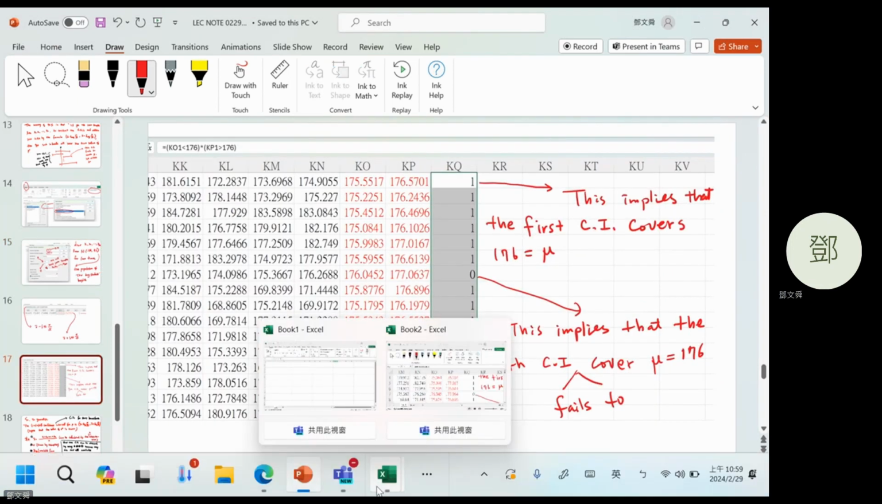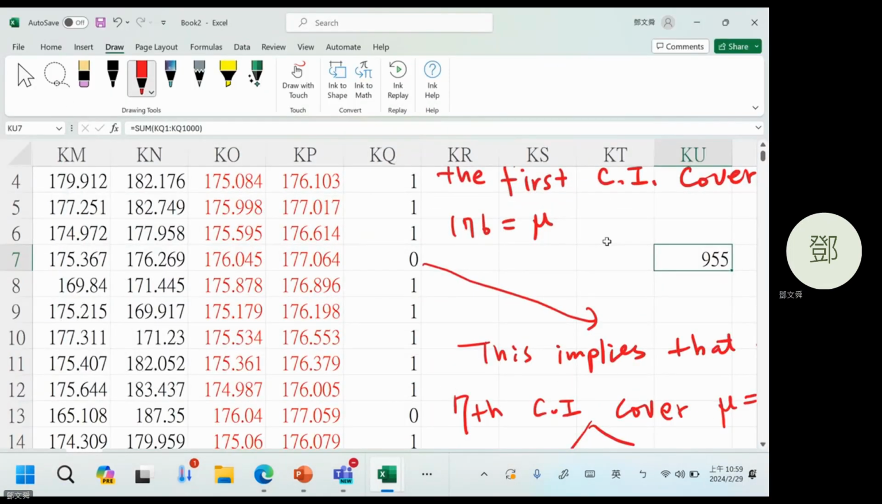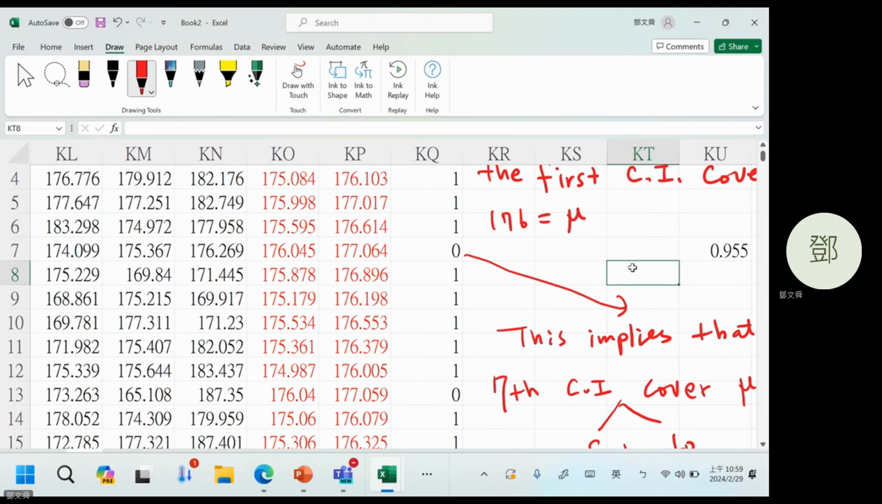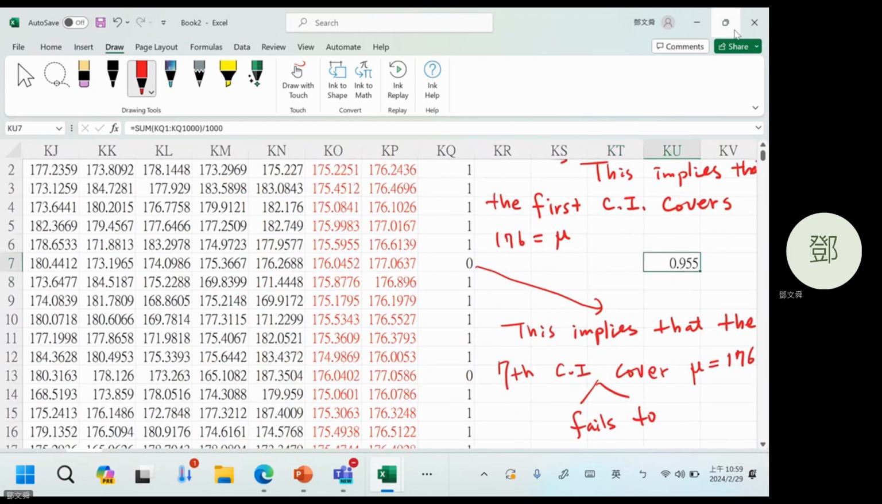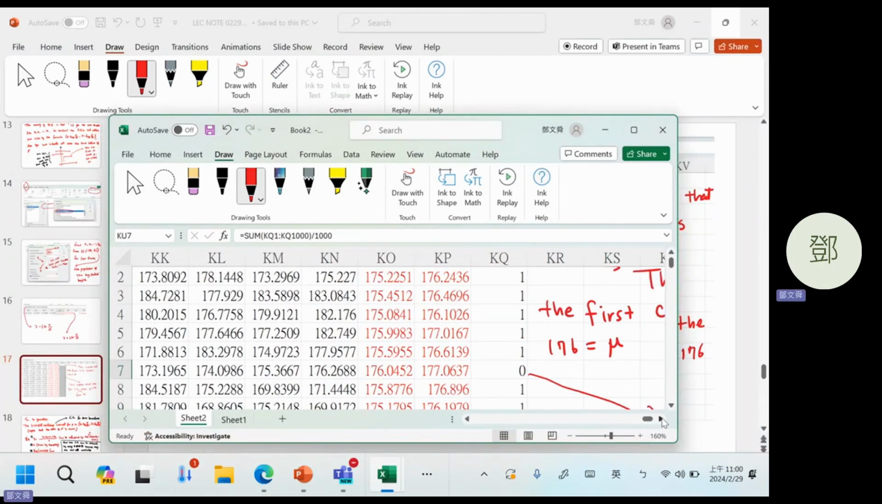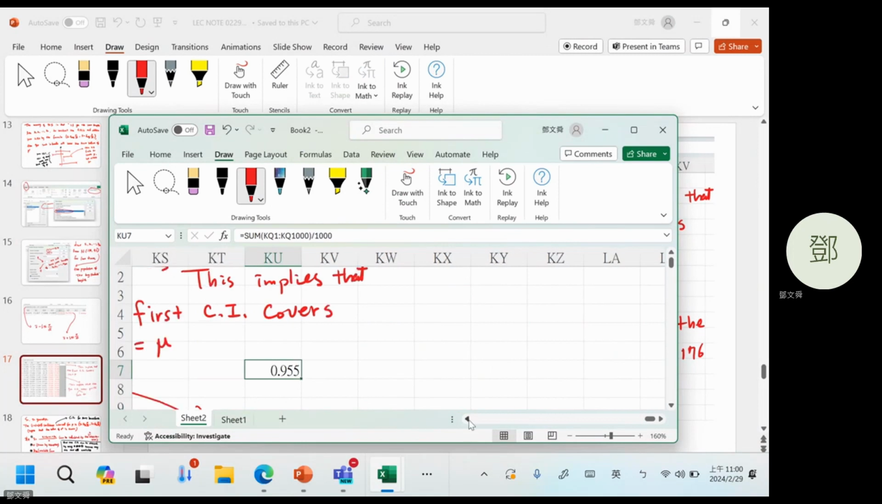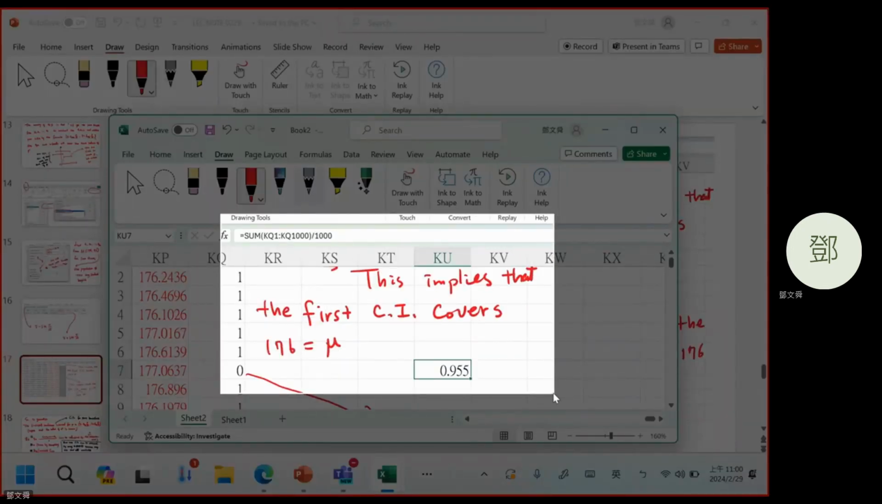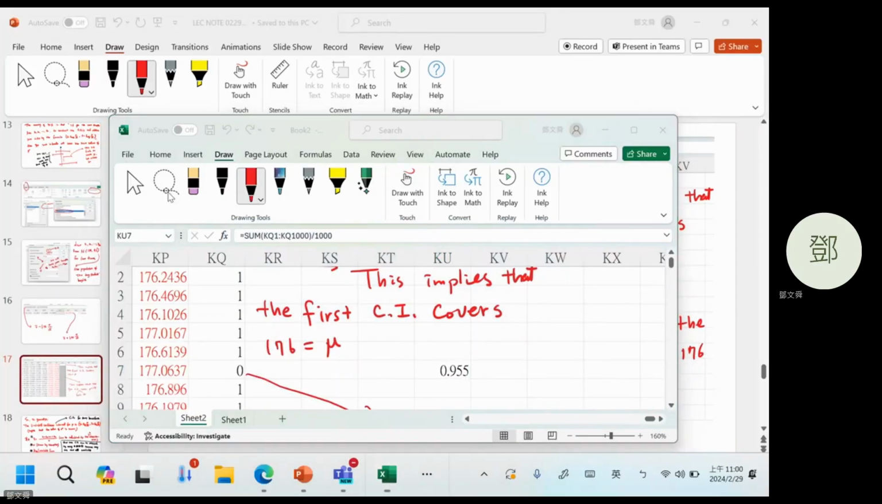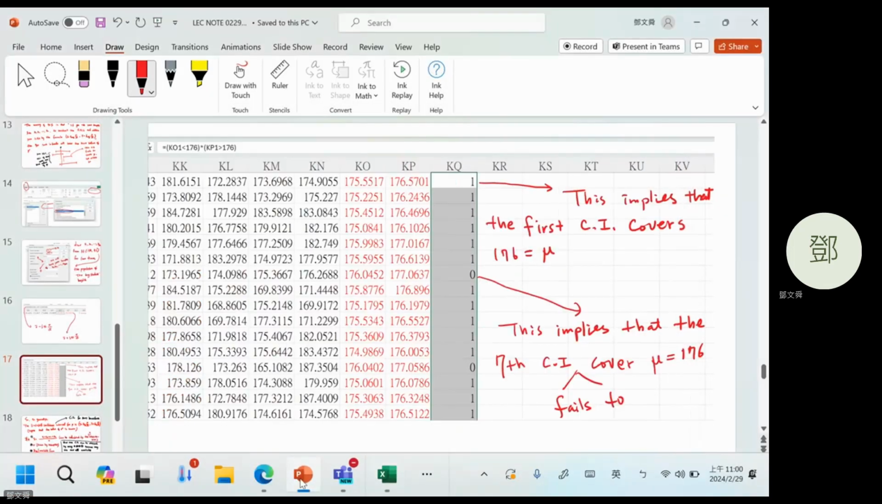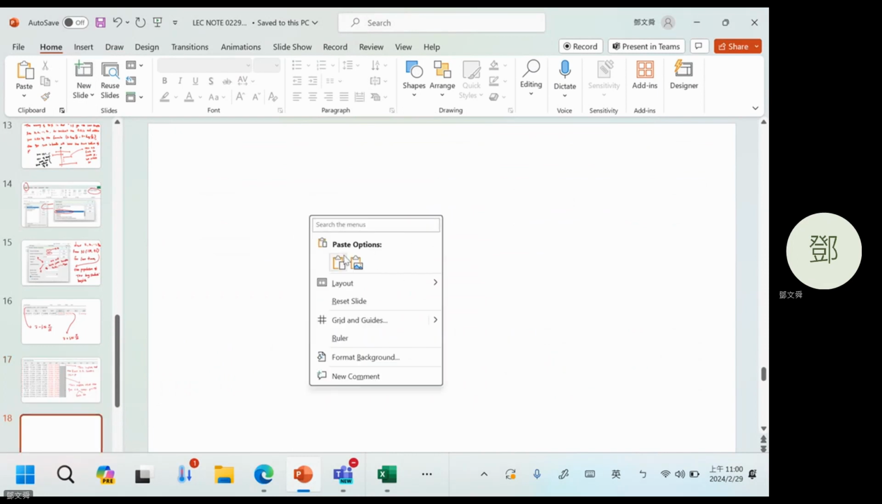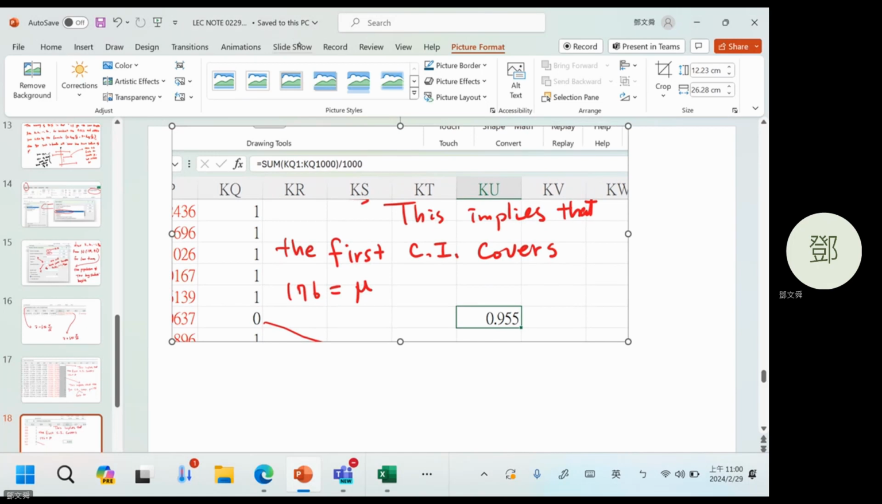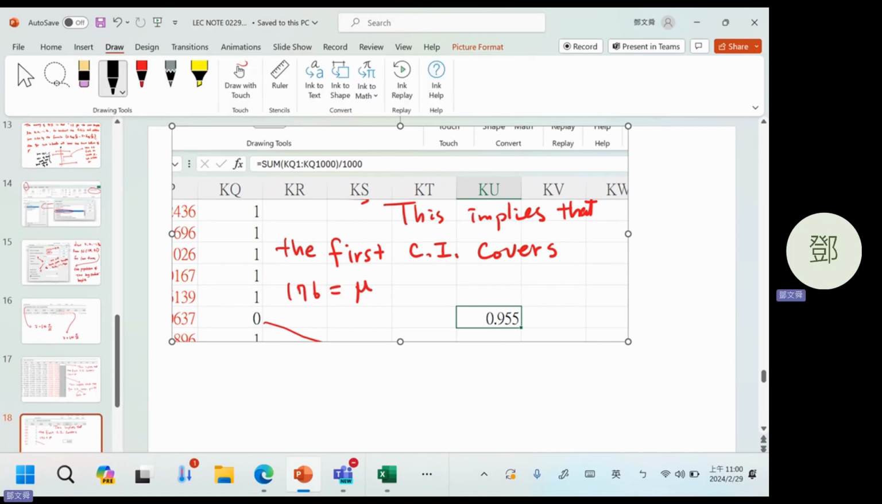Now, 95% divided by 1,000. Now it is very close to 1,000, about 95%.